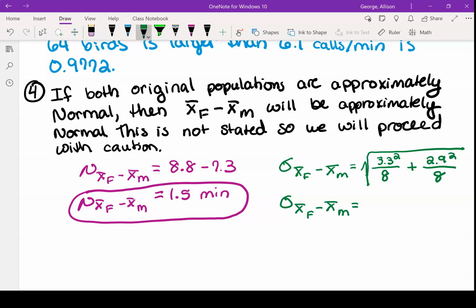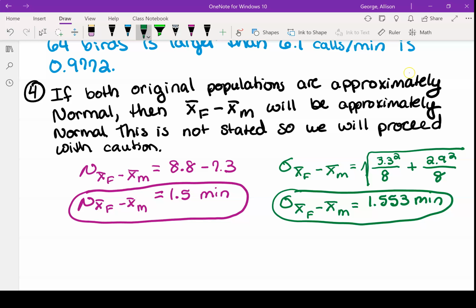All right, so when we crunch our numbers on that one, we're going to end up getting 1.55. You could go add another decimal place if you want. There's no hard and fast rules. It's not like calculus where you have to go to 3 decimal places. You do you.